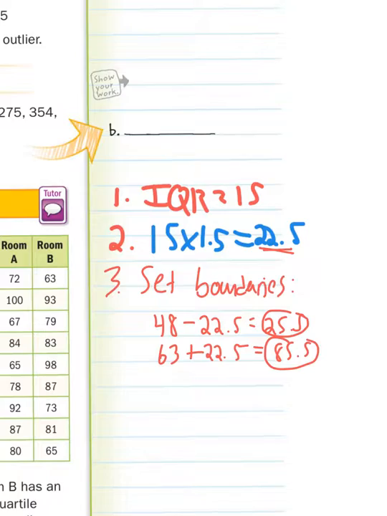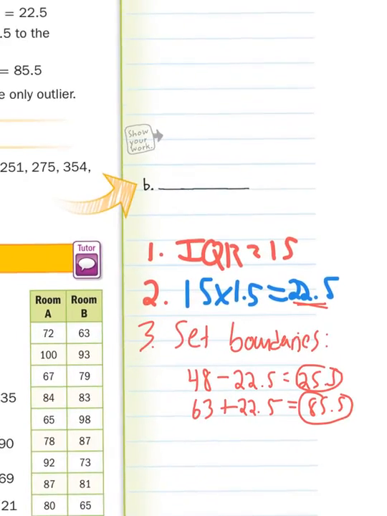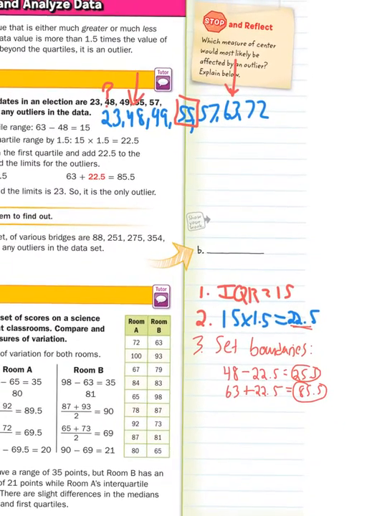Now let me show you what I do with them. Okay, let me zoom out. So I set a boundary number, let's start with 25.5. Now 25.5, if I go up to my numbers here, would be right in between 23 and 48. So I'm going to draw a line right there. That's my lower boundary. Now the upper boundary number is 85.5. That would be above 72, so that would be here.